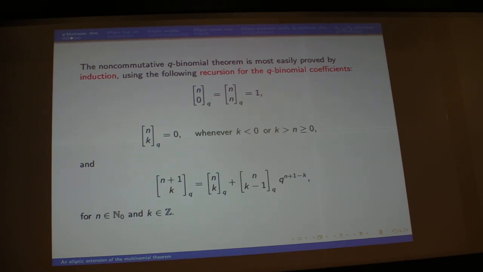This is a Q-Pascal triangle relation. I think I don't need to explain much. Maybe just this particular factor Q to the n plus 1 minus k, that's like a weight, can be regarded as a weight of, in the lattice path picture, a horizontal step of height n plus 1 minus k. In the elliptic case, there will be a theta function instead, or a product of theta functions there. But else it will be quite similar.